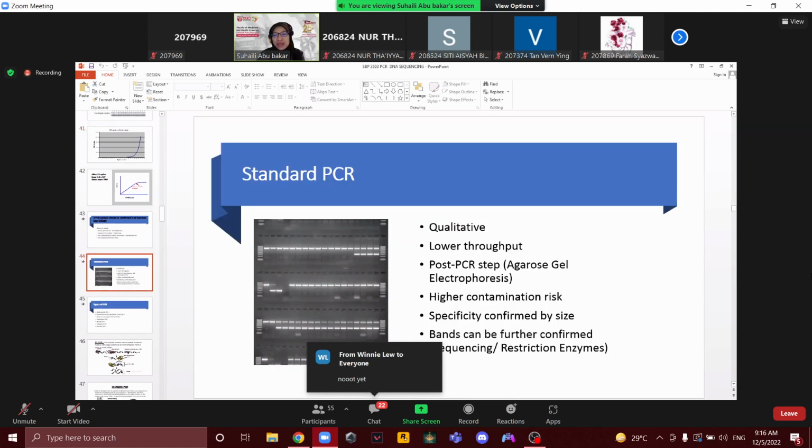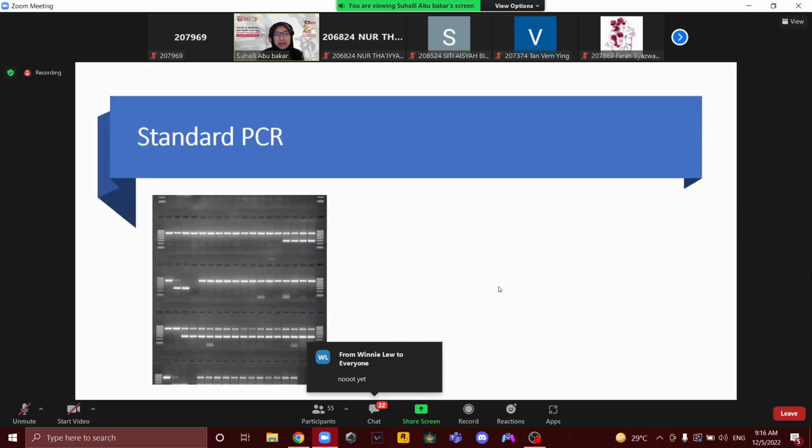Okay, the one that we learned previously is more on the standard PCR. The result is like this. Once again, the result is like this. After you put in the thermocycler, after 3 hours, you take out back the PCR tube and then you prepare this gel, agarose gel, and then you run. You put your PCR product here. Kat sini, masukkan dekat sini together with the material that you can view the DNA.